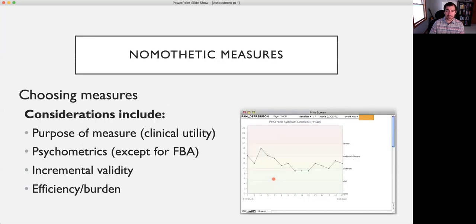Let me just give you a couple of ideas of how this looks, just from my own experience in doing this. And I wanted to, again, present the two different terms, nomothetic and idiographic. So this first slide is on nomothetic measures. Nomothetic measures are measures where we have a group comparison, or where the scores are standardized. We can see where someone falls relative to other people who filled out the same measure. And one good example of that would be the PHQ-9.